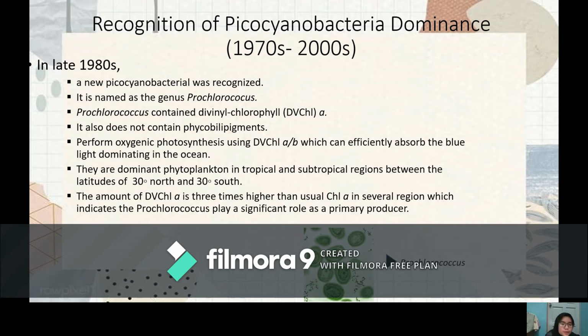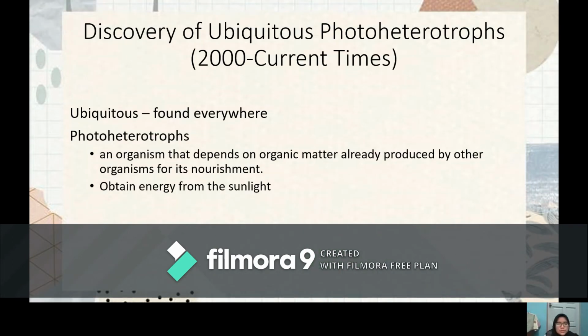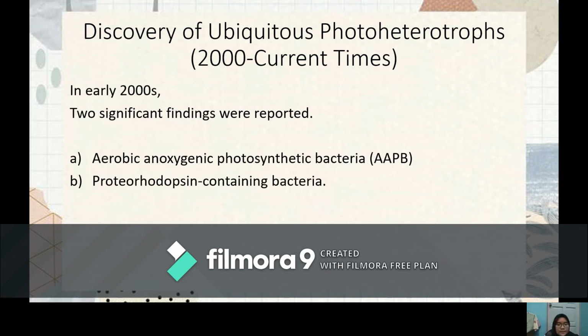That is why Prochlorococcus plays a significant role as a primary producer in the marine environment. So the discovery of ubiquitous photoheterotrophs. Ubiquitous means found everywhere, where a heterotroph is an organism that depends on organic matter already produced by other organisms for its nourishment but still obtains energy from the sunlight.